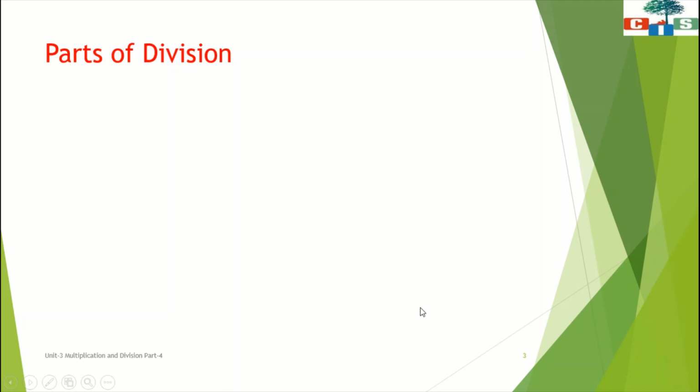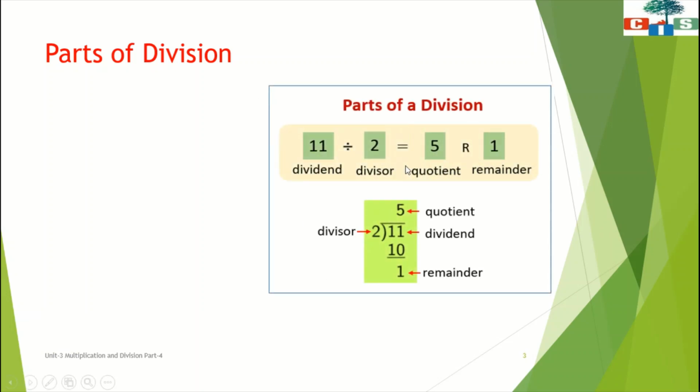Now we'll see the different parts of division. We have already seen parts of division in our previous classes, that is in class 3 and 4. Today we will revise with a simple example quickly. So for example, we have 11 divided by 2 is equal to 5 and it leaves remainder 1. We can see that 11 is not exactly divided by 2, so it will leave remainder as 1.